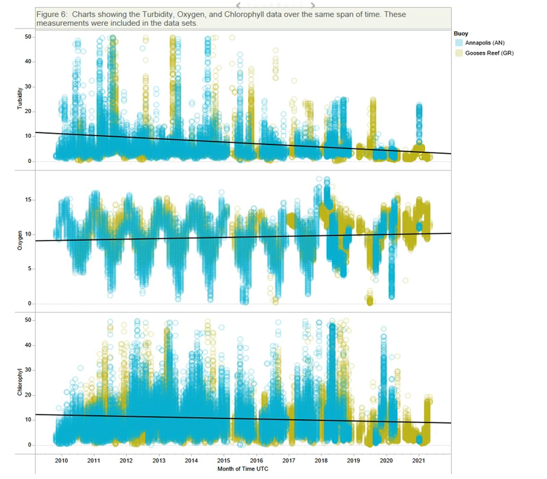Here in Figure 6, I've also shown turbidity, oxygen, and chlorophyll measurements over the same span of time. These are also included in the same data sets, but I'm going to move on here since we're not interested in these.